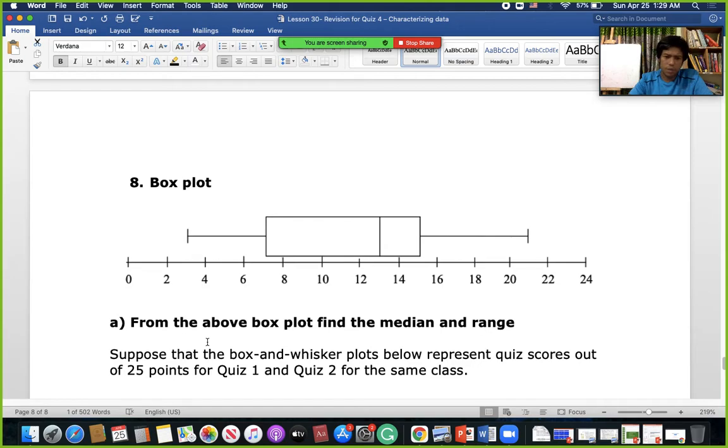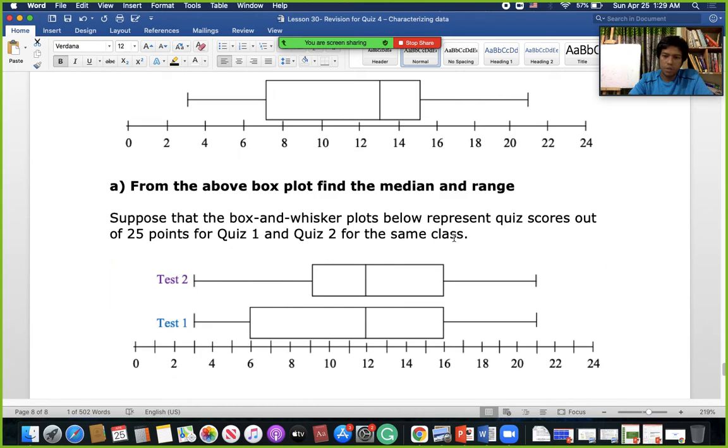For box plot also, a similar kind of situation. The box plot is given, the plotting is given, so you will not have to plot it anymore. From the above box plot, find out the median and range. So the median you can already see. This is the median. So median will be like 13 here, and for the range, this is the lowest, this is the highest. So just find out the difference between highest and lowest, that is the range.